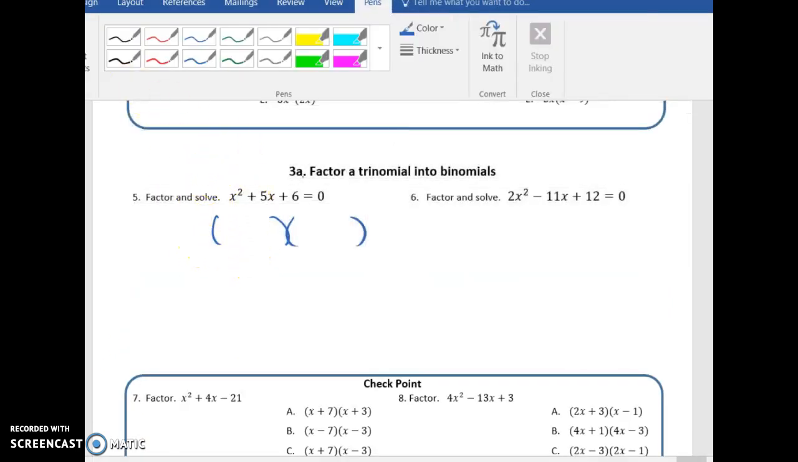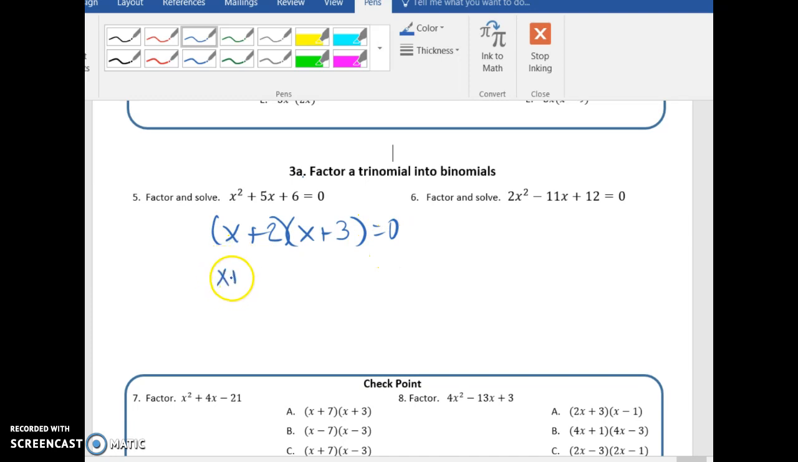Okay, so the first term comes from the first, so we're going to put an x in each one of these. Factors of 6 would either be 1 and 6 or 2 and 3, and those need to add together to give me a 5 since all of these are positive. So I'm going to use the 2 and the 3. So that, and then your equals 0 out back.